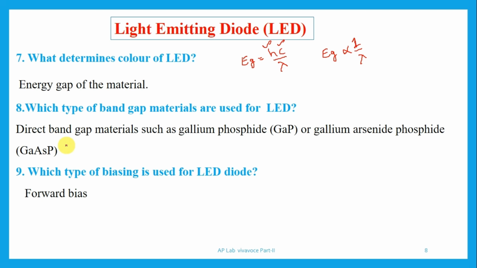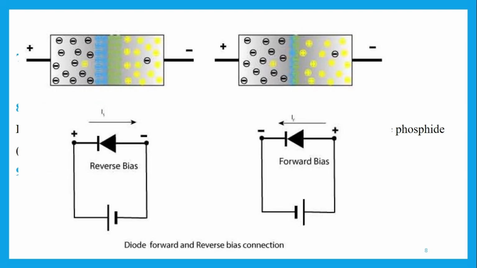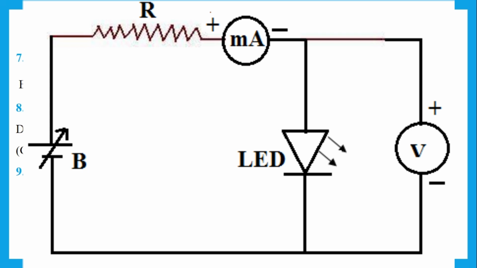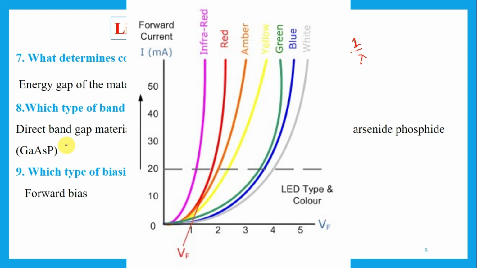Which type of biasing is used for LED diode? For LED diodes as well as laser diodes, we always use forward bias. Sometimes they may ask you to draw forward bias on paper and show it. So you have to get familiar with the circuits, not only the theory. Whenever you present your viva, you have to be familiar with drawing circuits and diagrams as well. That's all about the light emitting diode.